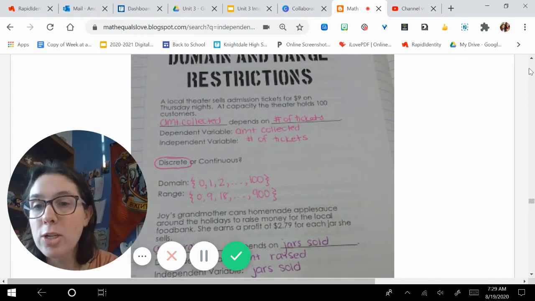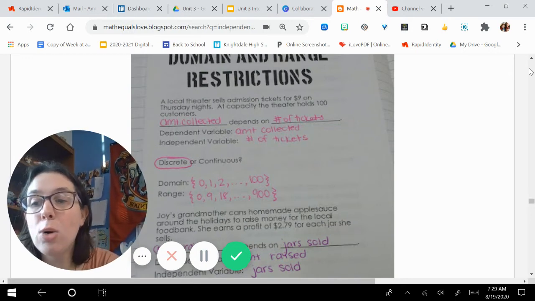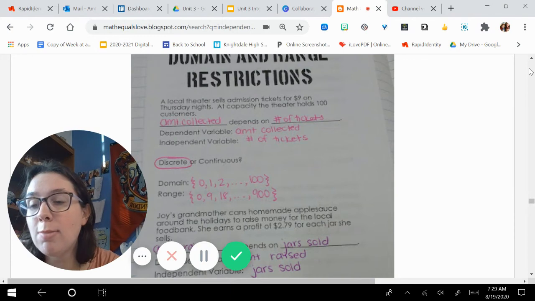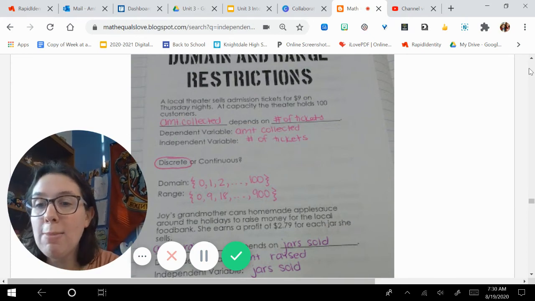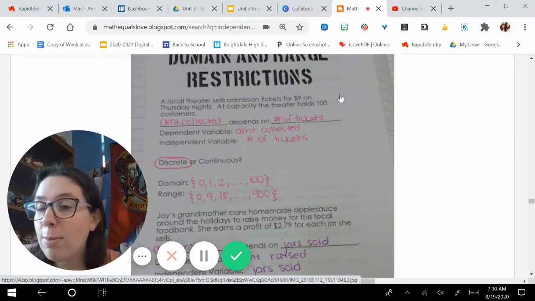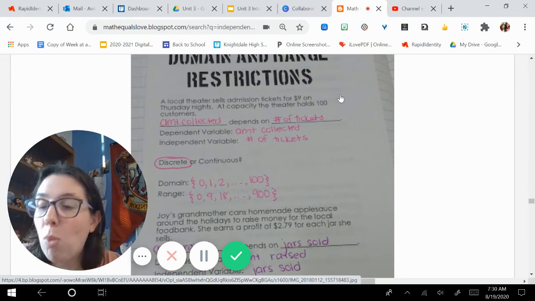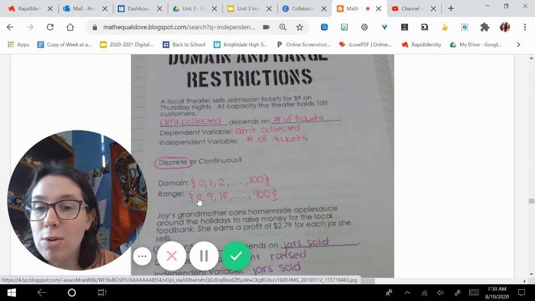Now we need to talk about our range. Remember, range is the same thing as the dependent variable or the Y value. And in this case, that's the amount collected, or the money. So what is the smallest amount of money they can have? Can I have negative money? No. Well, if I have no customers, I haven't made any money, so my smallest amount of money is $0 as well. Now if I have one person, how much money is that? Let's look back at the problem. It says a local theater sells admission tickets for $9. So every person that comes into the building, I get $9 from them. So $0 for 0 people. One person has to pay $9. So it's 0, then 9.